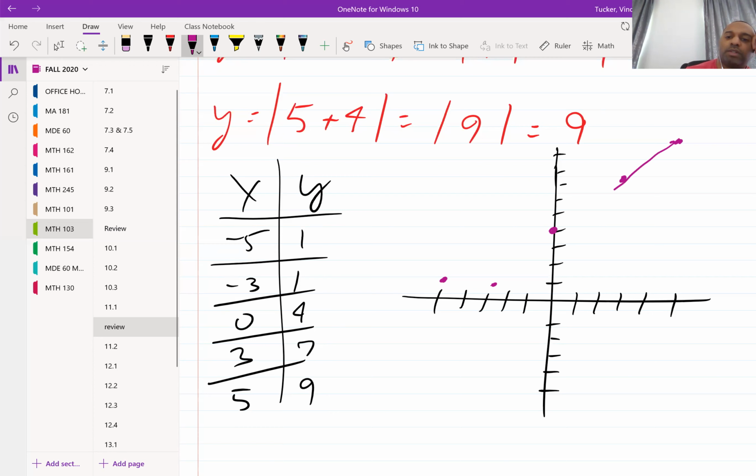So you should get a V. So whenever you do absolute value equations, you should get a V. Now how far that V goes down, of course, will depend on that value. But anyway, it should be a V shape.